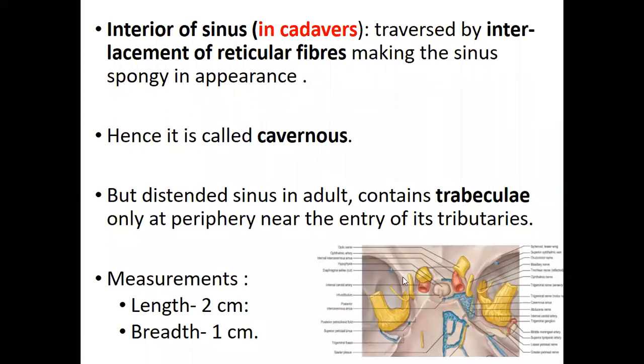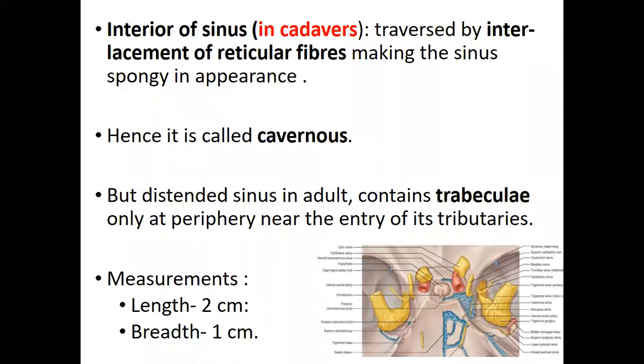When you see the cavernous sinus in cadavers in the dissection hall, the sinus is traversed by an interlacement of reticular fibers, making the sinus spongy in appearance. Because of its spongy appearance, it is called the cavernous sinus.